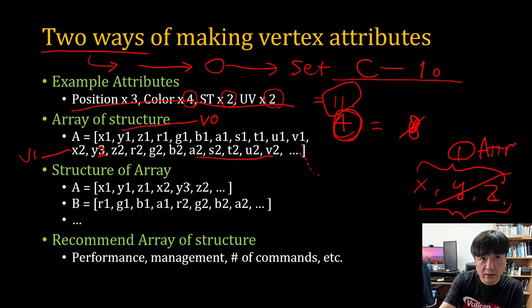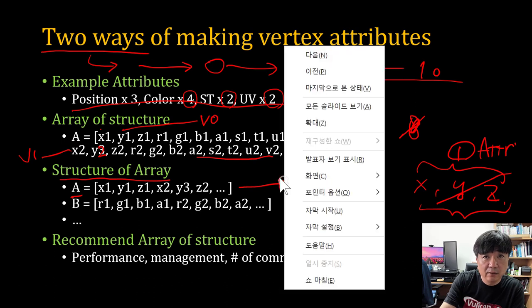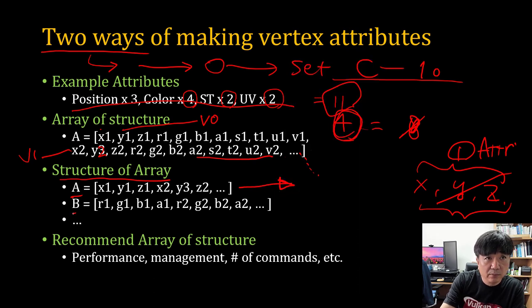Another way is structure of array. It means that we can make it like this. So A is x1, y1, z1, x2, y2, z2. So the first attribute is stored in one array, and then we can send it like this: red, green, blue, red, green, blue, alpha. That kind of two different arrays.